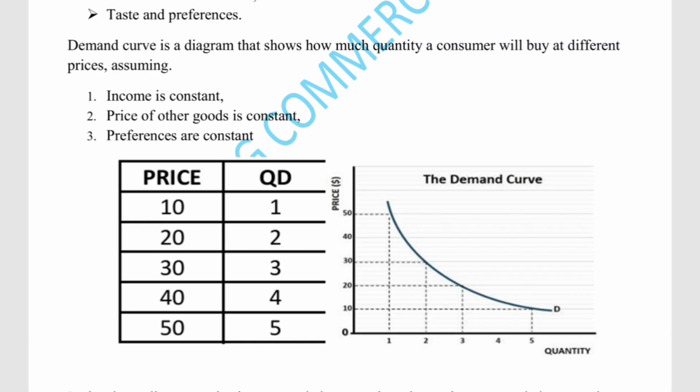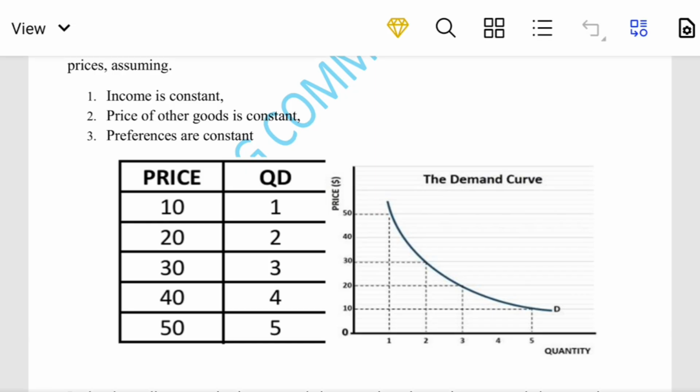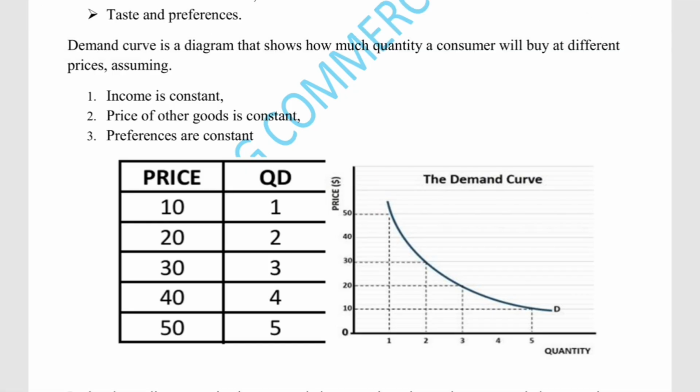Now look here. When the price is 50, the consumer purchases one unit of the commodity. If the consumer wants to consume the first unit, he is ready to give whatever price is in the market, because for the first unit he can pay the higher price to get the satisfaction of that commodity.